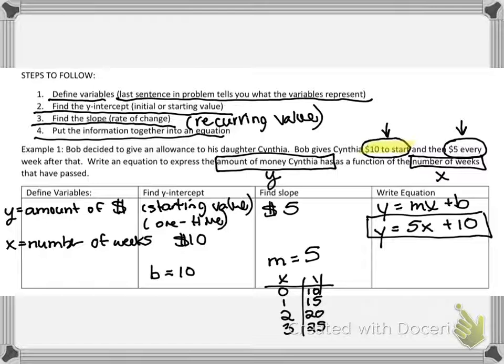So if I use this chart, then 0, 1, 2, and 3 are representing the number of weeks that have passed, and then my y value is representing how much money she has. So that's another way that you can use to understand how we know that x needs to be the number of weeks and y needs to be the dollar amount that she has.